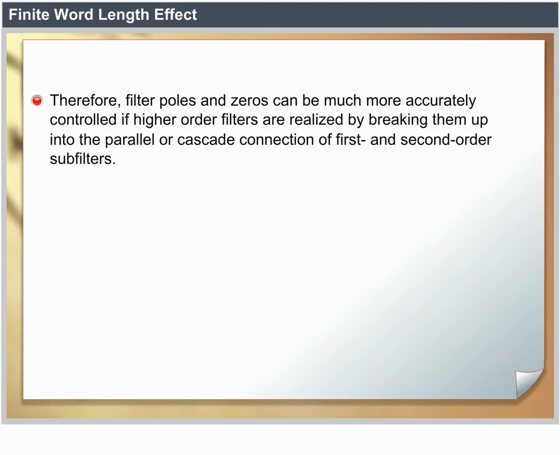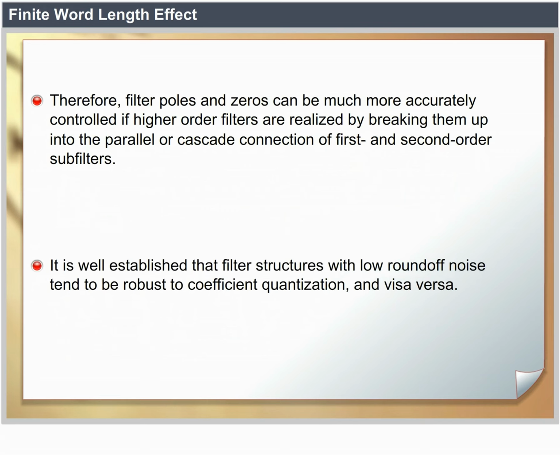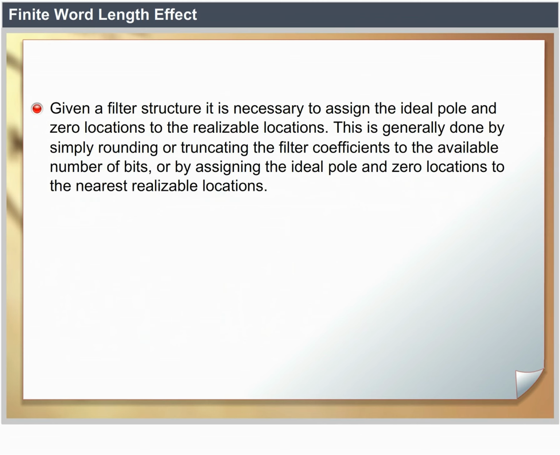One exception to this rule is the case of linear phase FIR filters, in which the symmetry of the polynomial coefficients and the spacing of the filter zeros around the unit circle usually permits an acceptable direct realization using the convolution summation. Given a filter structure, it is necessary to assign the ideal pole and zero locations to the realizable locations. This is generally done by simply rounding or truncating the filter coefficients to the available number of bits, or by assigning the ideal pole and zero locations to the nearest realizable locations.